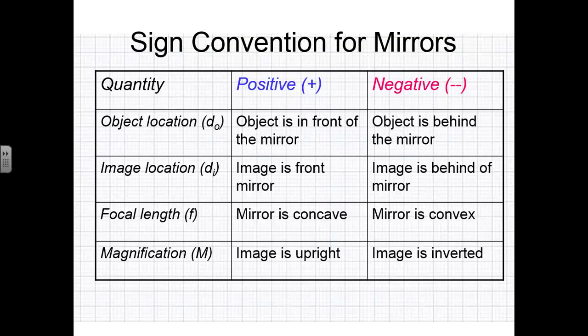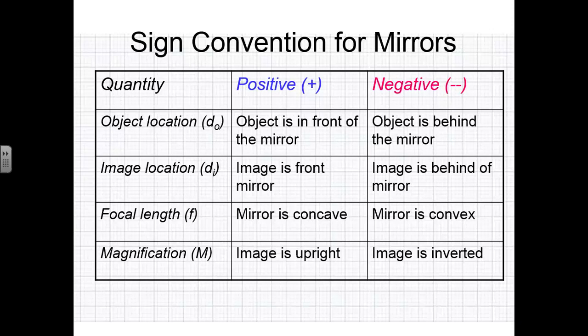So some quick sign conventions. The first sign convention is for object location. If you have a positive object location, the object is in front of the mirror. A negative object location, the object would be behind the mirror. That'd be kind of a strange situation for an object being behind the mirror. Generally, that would be true if you're dealing with a system of either multiple mirrors or mirrors and lenses where an object of one mirror is really behind it. That's a very unusual situation.